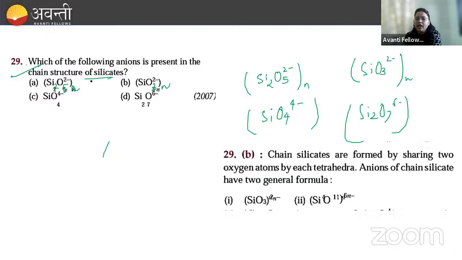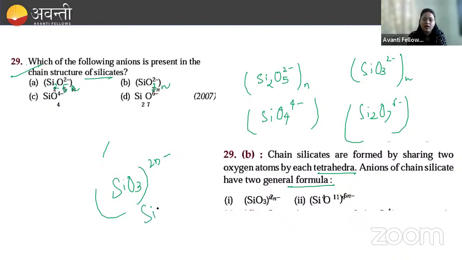So the chain structure of silicate contains 2 oxygen atoms which are shared between each tetrahedron. So anions of chain silicates have 2 general formulas, that is (SiO3)n 2n minus, as well as Si4O11, with n and 6 minus. This is how the basic units are present in our molecule. So which basic unit is going to repeat here, children? See, this basic unit is present here, so our option will be B. Is that unit present here? No. Is it present here? No.